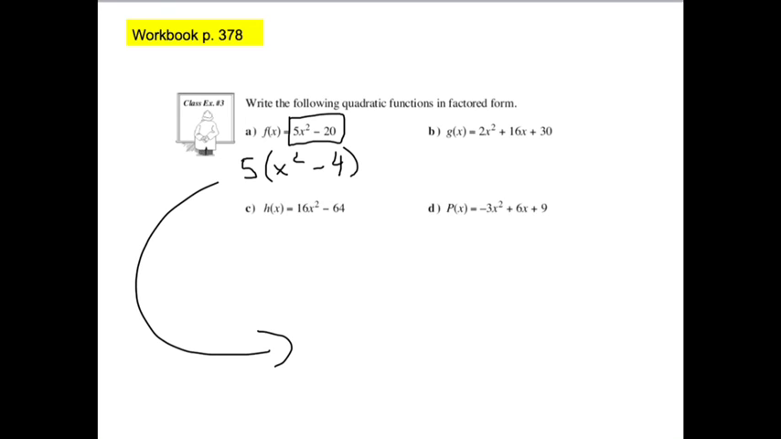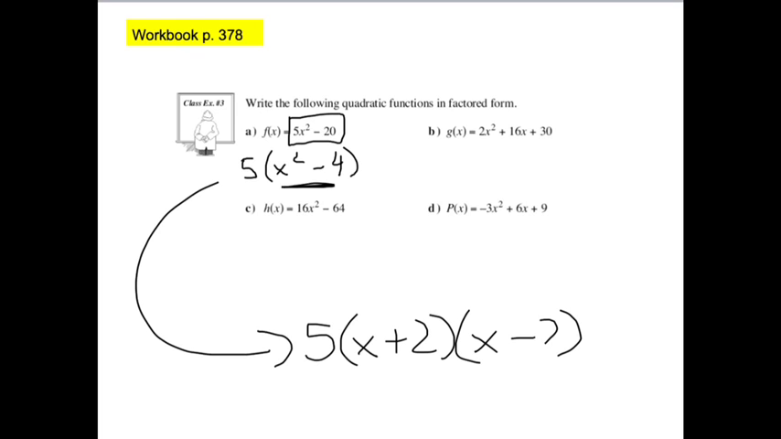In that case, you can factor this. This here looks like a difference of squares. So you're going to have 5 still, and then you're going to have two brackets here. It's going to be x plus 2 and x minus 2, because 4 is a perfect square.